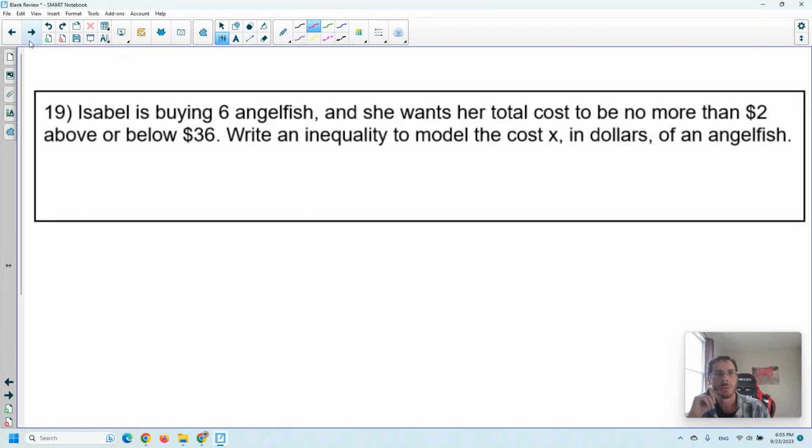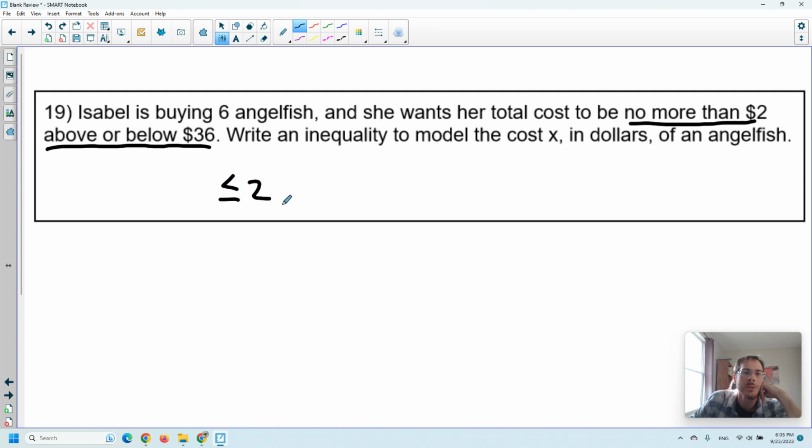All right, 19. Isabel is buying 6 angelfish. She wants her total cost to be no more than $2 above or below $36. Write an inequality to model the cost x in dollars of an angelfish. All right, so this one's going to require a little bit of thought. So we know we want it to be no more than $2 above or below 36. So that means that whatever our total is, we want that to be no more than $2 above or below 36. So that tells me that from 36, we should be less than or equal to 2. So we want no more than 2. All right, well, we somehow need to get that 36 into play.